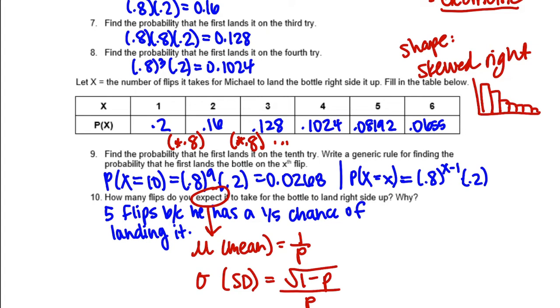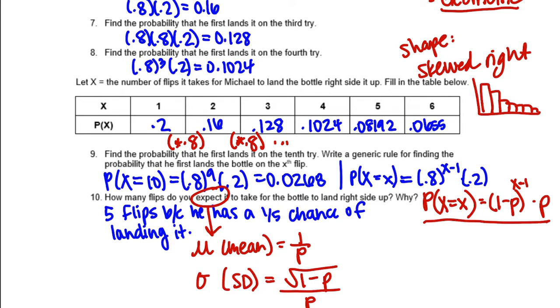Oh, the formula. So this formula right here is very close. We're going to have P of X equals x. And what you should notice is that 0.8 is 1 minus our probability, to the x minus 1, and then we always multiply by that probability at the end. So this formula is on your formula sheet. It's very important for you to know.